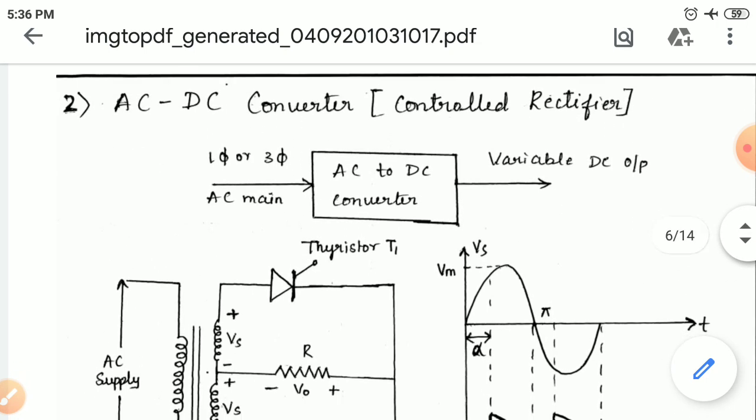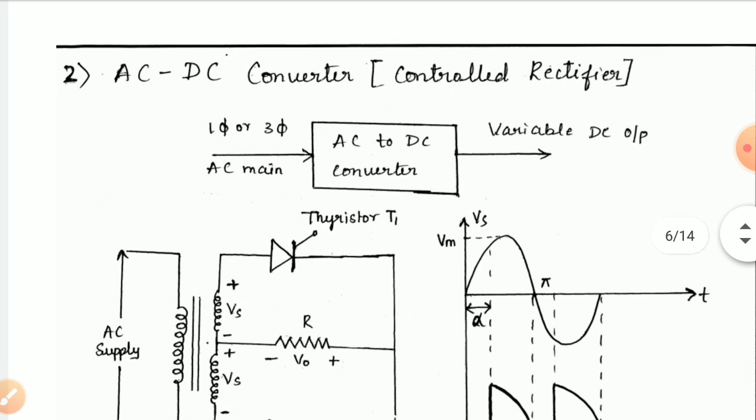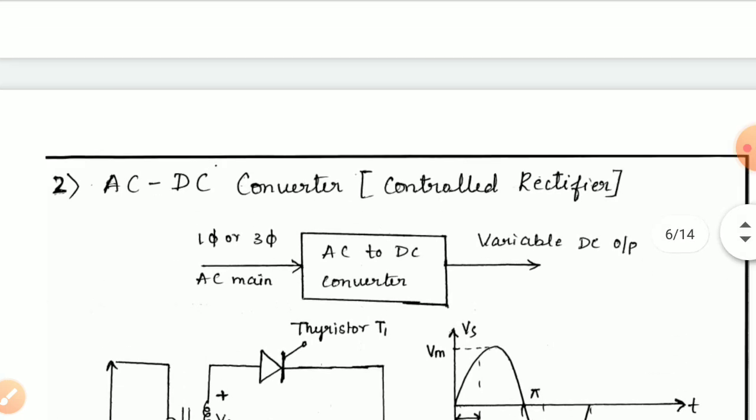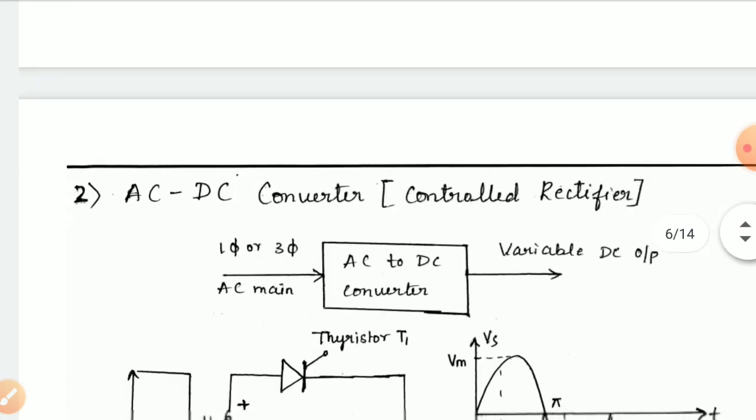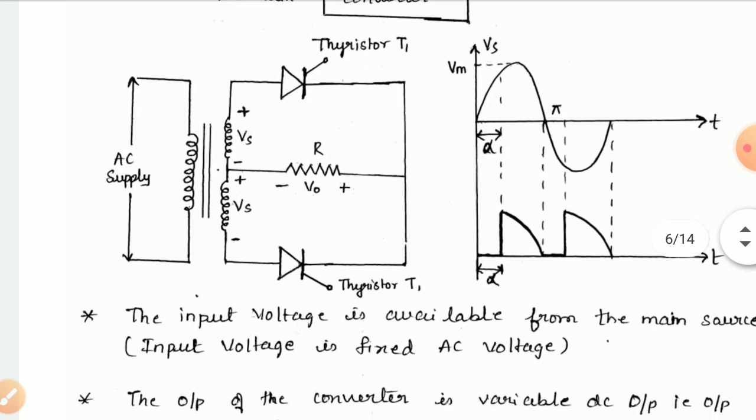So this AC to DC converter is also called a controlled rectifier. Here the diode version is the diode rectifier, and this one is the controlled rectifier. That is the difference.